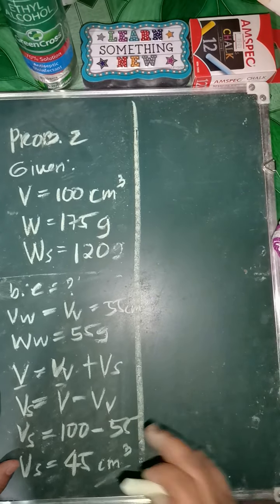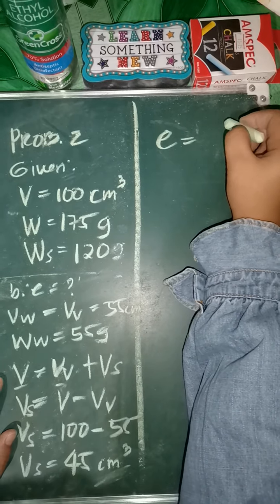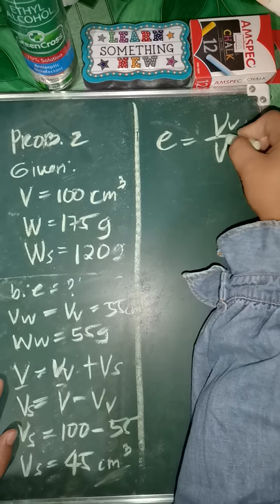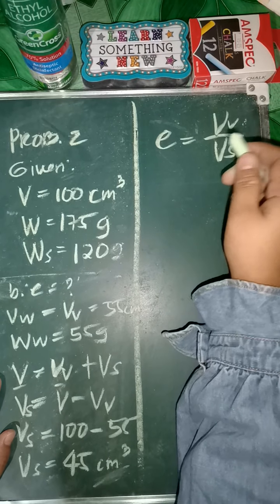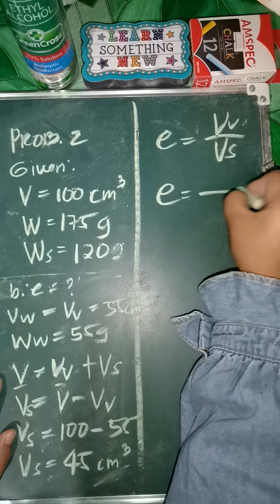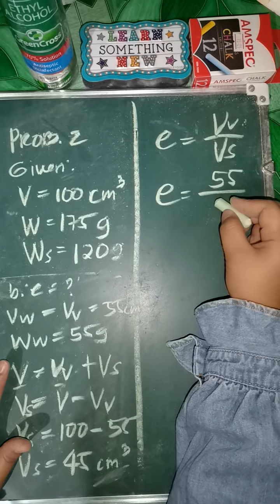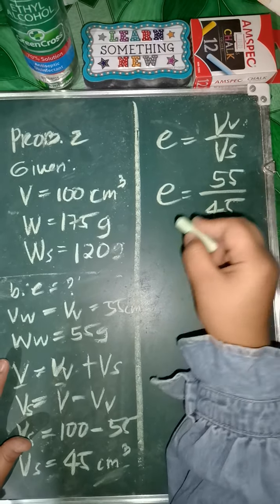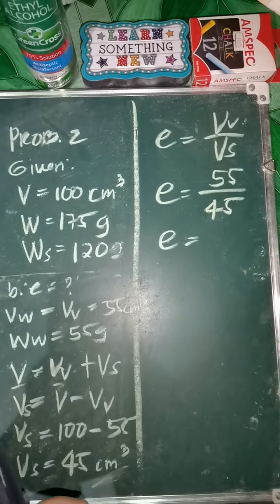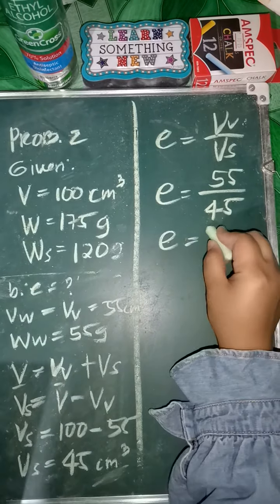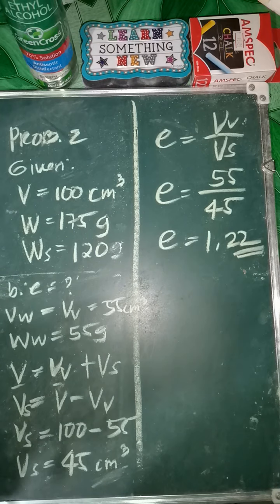Then let's try to solve for the E. The equation for the E is equivalent to volume of voids over volume of solids. So we have already volume of voids and we have already volume of solids. So we have E is equals to the volume of voids, that is 55, all over the volume of solids, that is 45. So let's solve. This becomes 1.22. So our void ratio is 1.22.